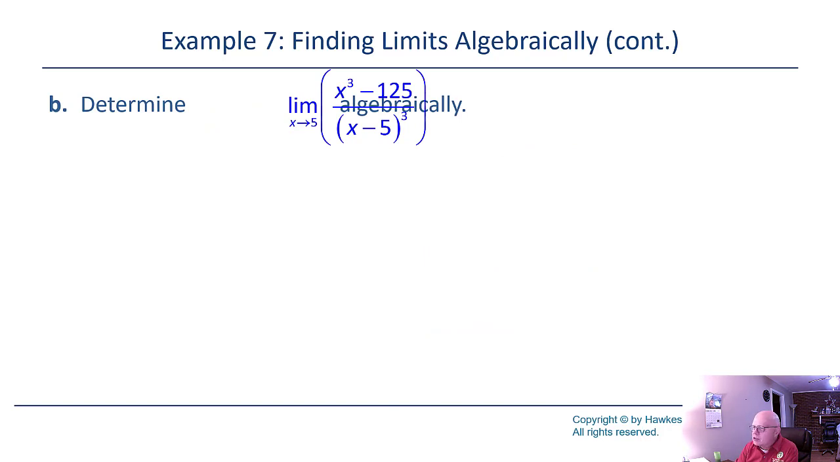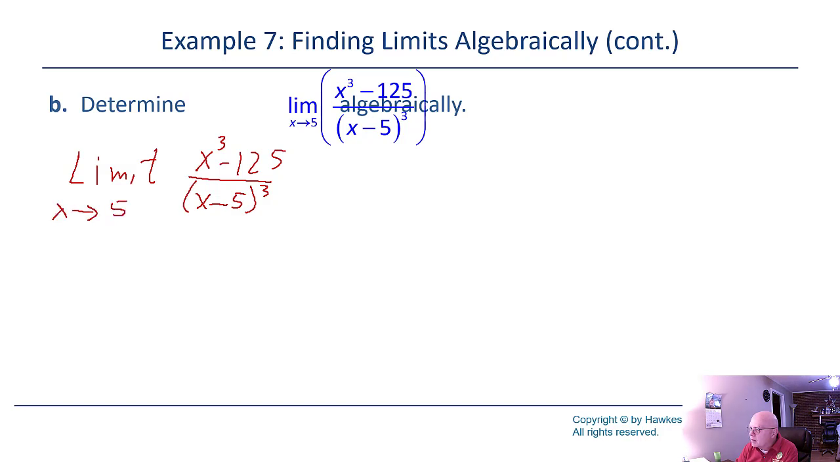Another one that didn't turn out too well, so I'll just rewrite this for you. We need x cubed minus 125 over x minus 5 cubed, and x is approaching 5. Now, similar to the last one, it looks as though if we tried to put 5 in, we'd be in big trouble, because the denominator would be 0, and it isn't going to work for us.